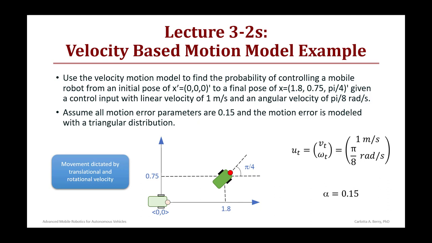Today is lecture 3-2S on velocity-based motion models. We will give an example and then solve it by using MATLAB to see how you can do this to find the posterior belief that a robot is at a given location.